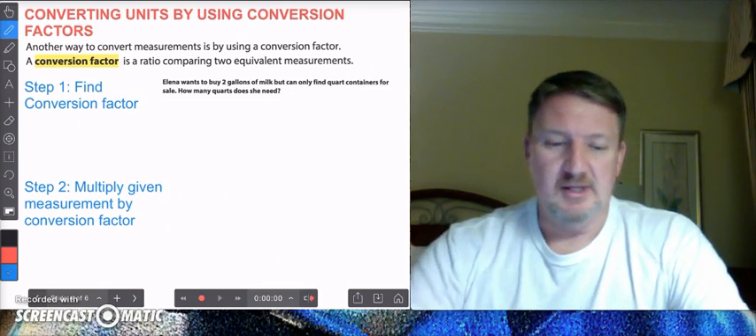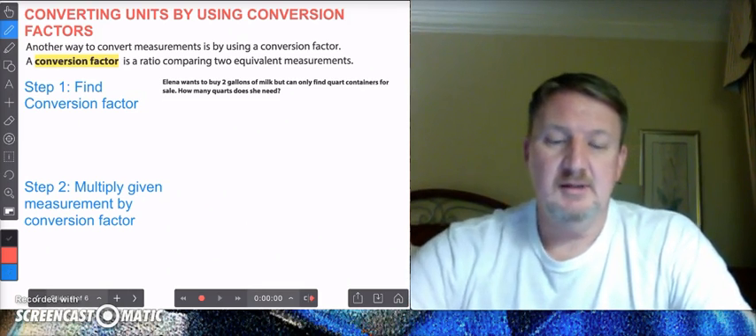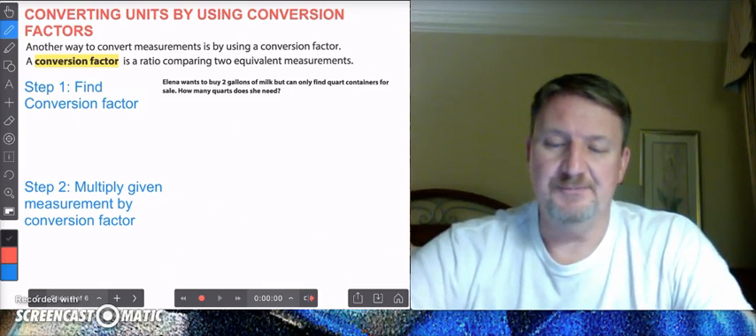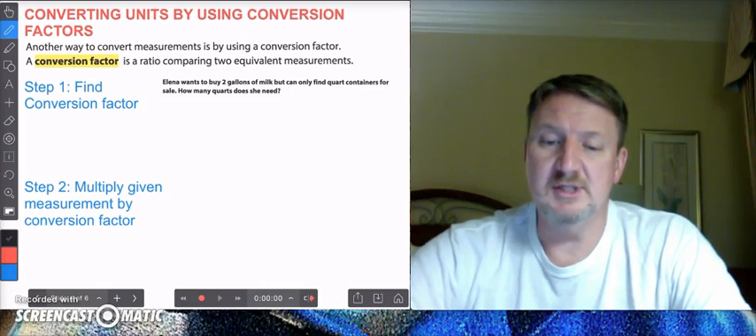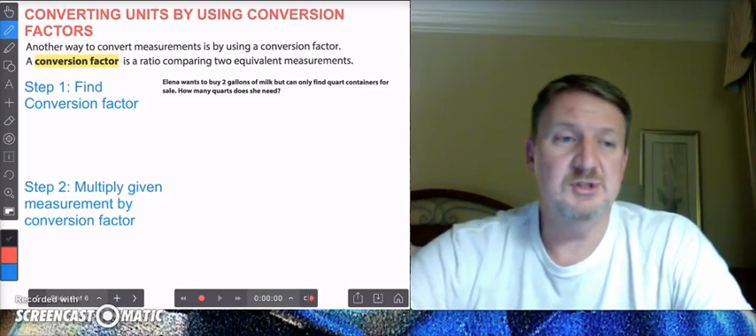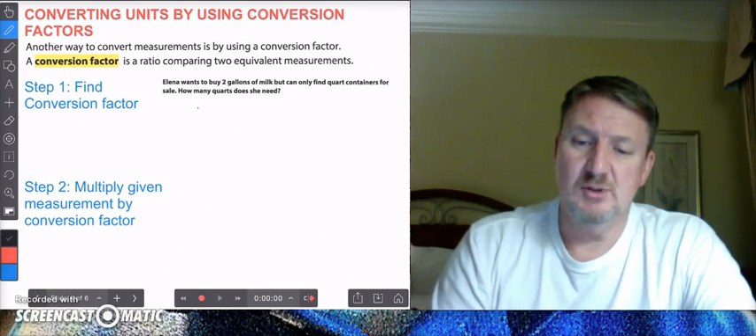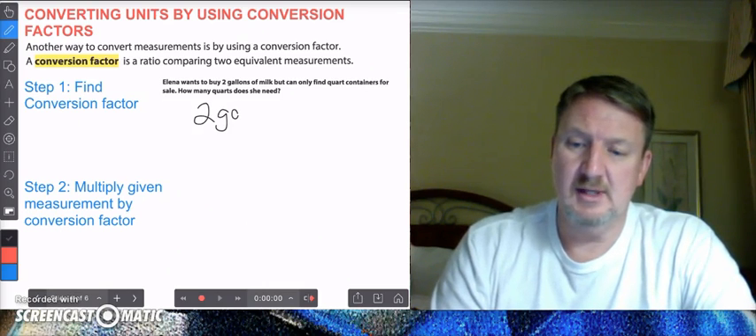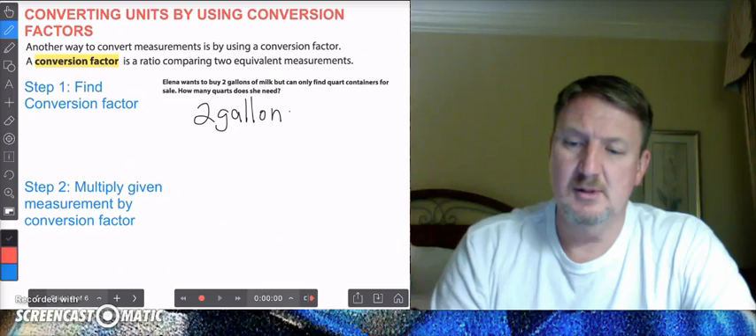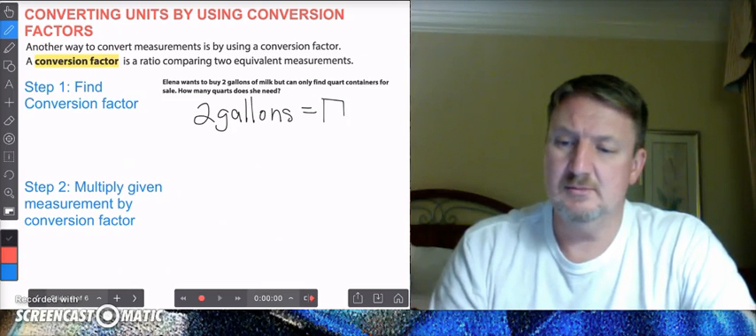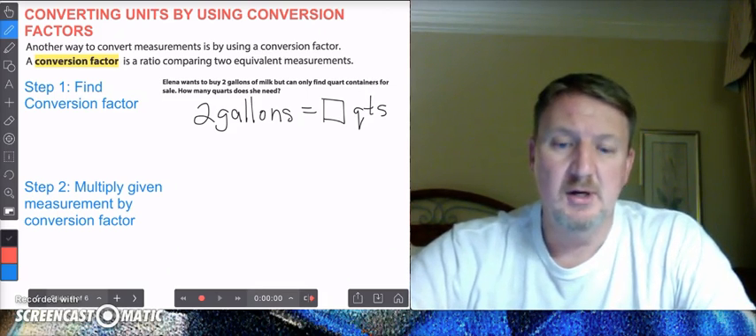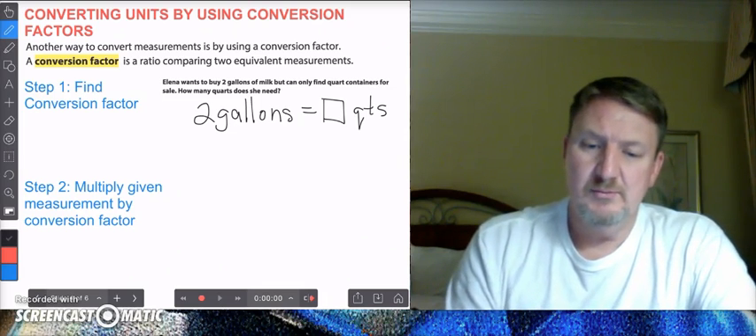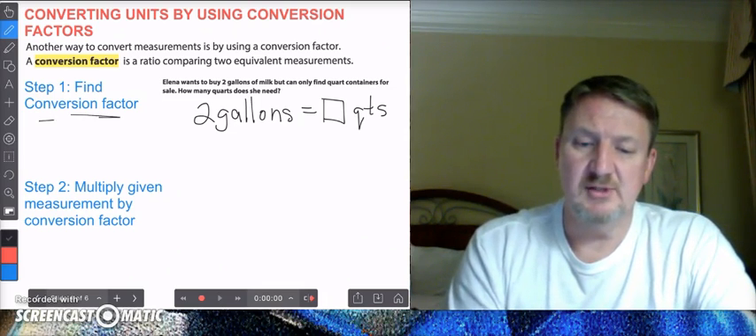So here in this example that we have, first thing you want to do is find your conversion factor. Okay, so here we have Elena, and she wants to buy 2 gallons of milk, but can only find quart containers for sale. How many quarts does she need? Okay, so she wants to find out how many quarts in 2 gallons. So the first thing you want to do is find your conversion factor.